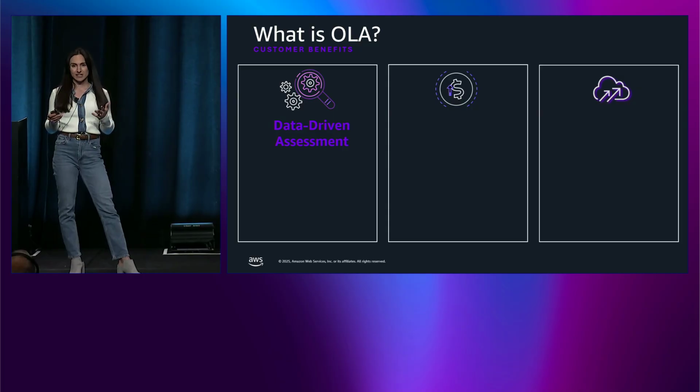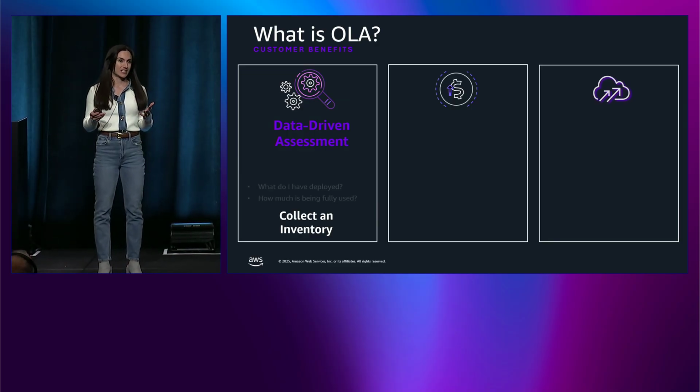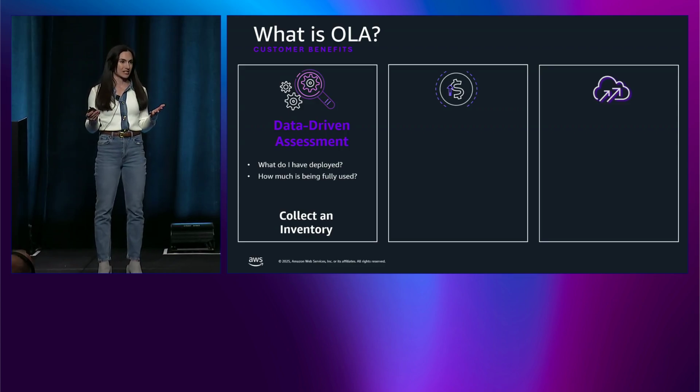First off, OLA is a data-driven assessment that is built to answer 3 key questions when customers are considering migration or post-migration, which it sounds like is most relevant to the audience here today. The first is collecting an inventory. So we need to know what is in your environment and how is it being used. That visibility is crucial because cloud optimization is all about running as lean as possible, as many of you will know, and we can't optimize what we can't see. So the OLA starts with that baseline inventory of understanding what you have in the environment.